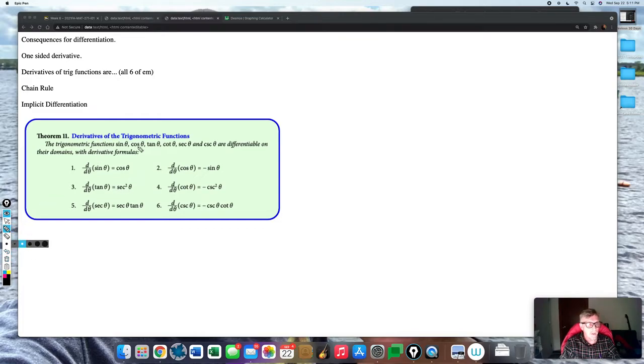But for now, you're just going to have to believe me that those are what they are, and we can develop, I guess, the derivatives in 3, 4, 5, and 6 from the quotient rule. Okay, so those are the derivatives of the trig functions, all 6 of them. You need to know them, you need to have them memorized so you can quickly recognize them and be able to write them down from memory.